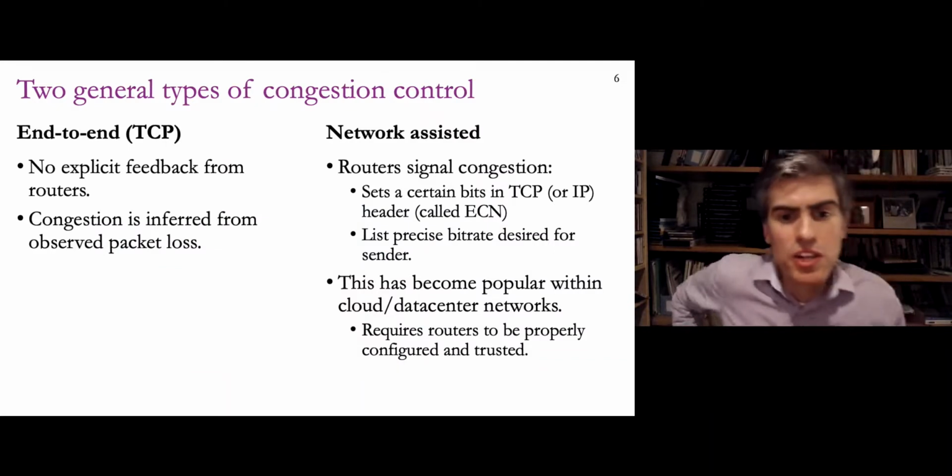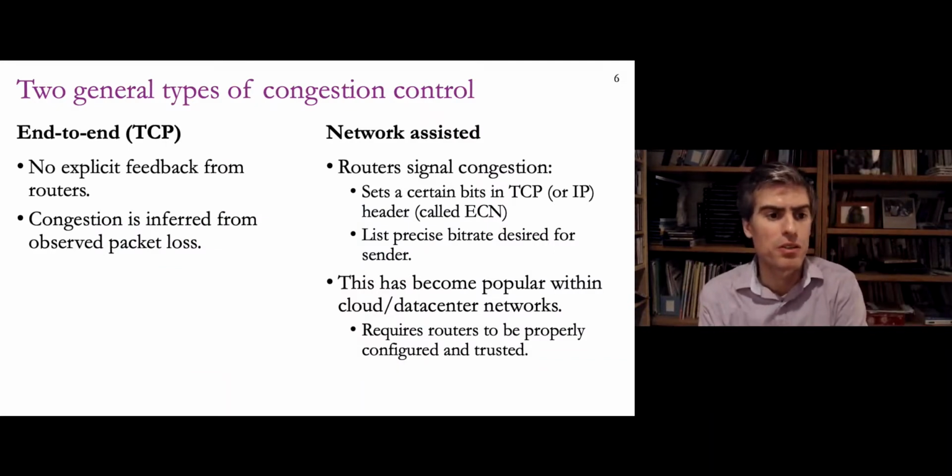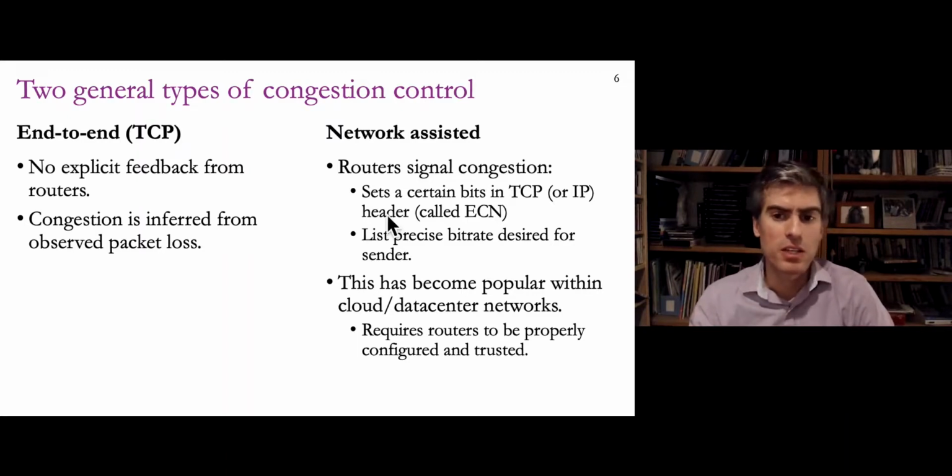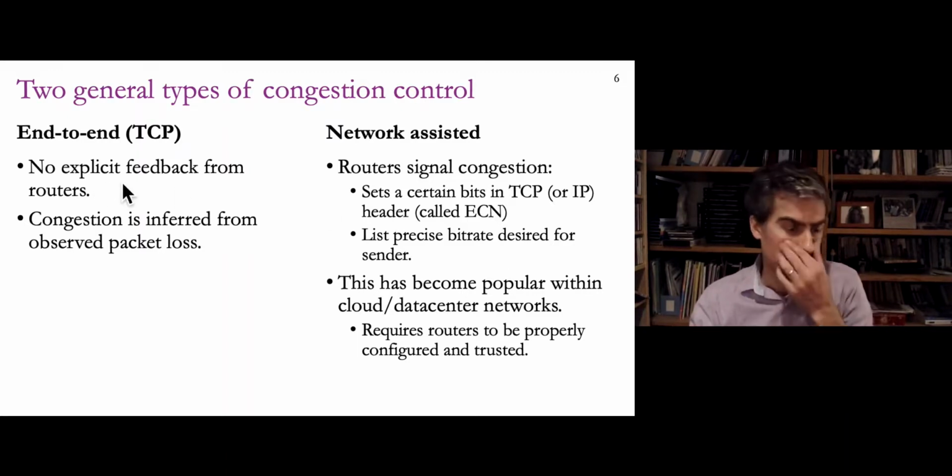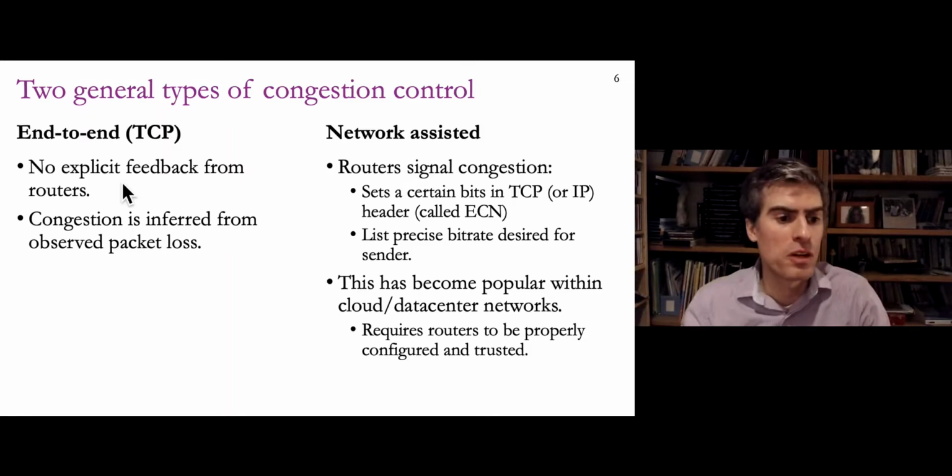Now, in general, in networks, there are two kinds of congestion control. TCP uses end-to-end congestion control, which is to say that the routers in the core of the network don't give any feedback about what's happening.